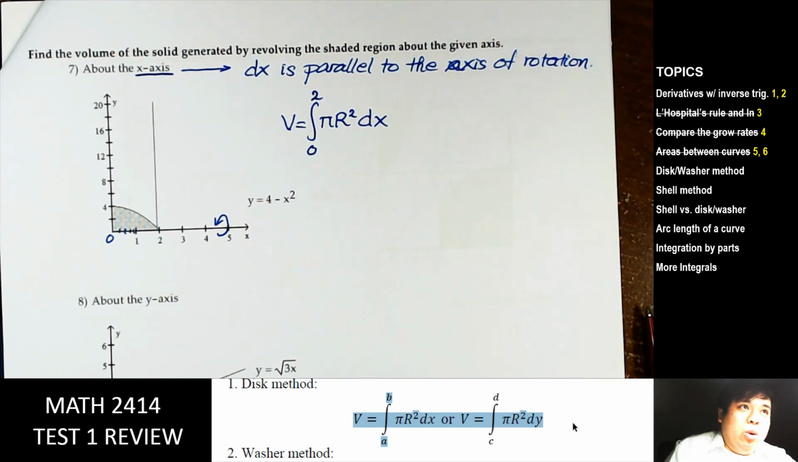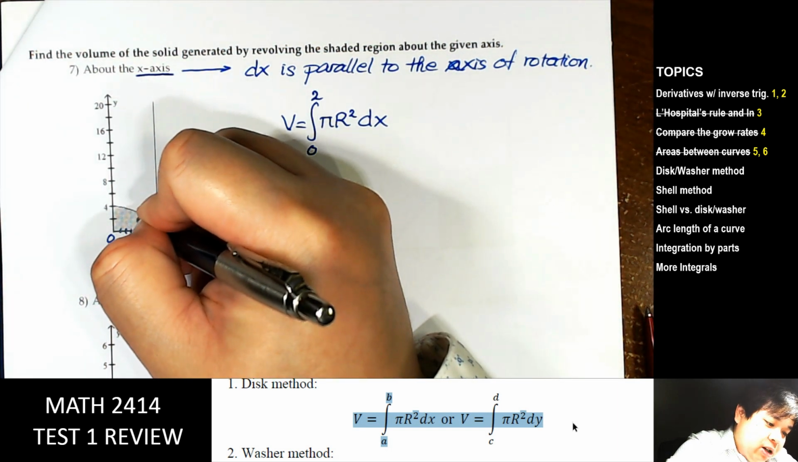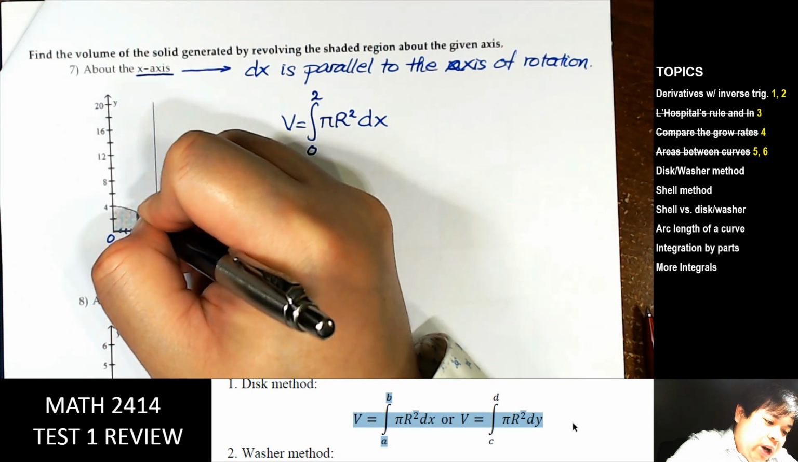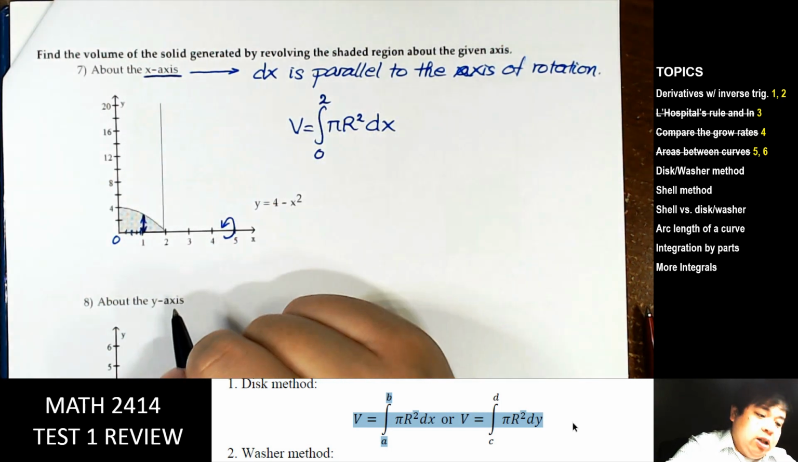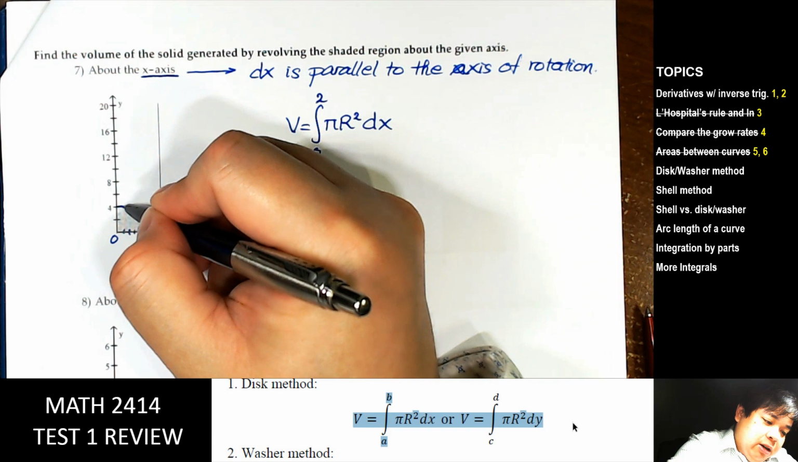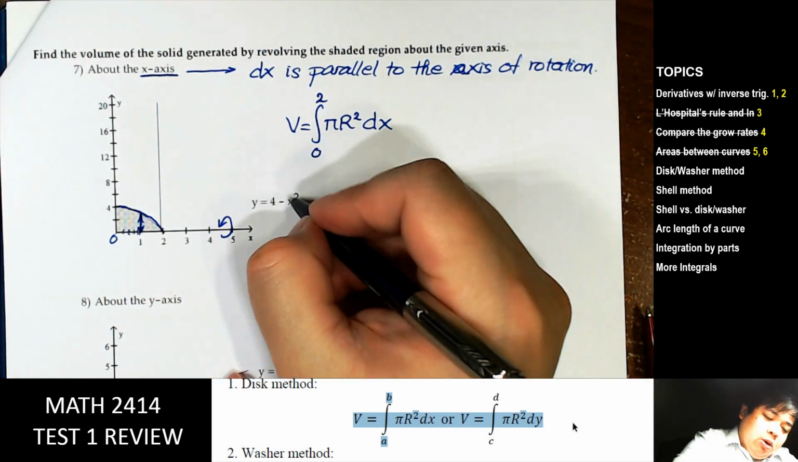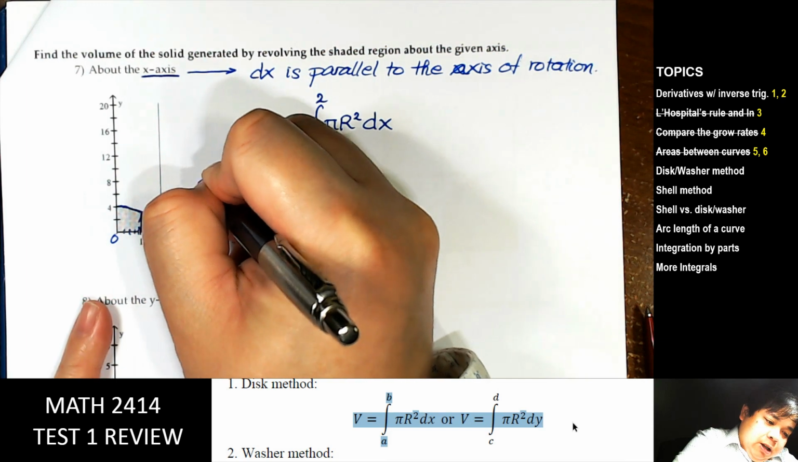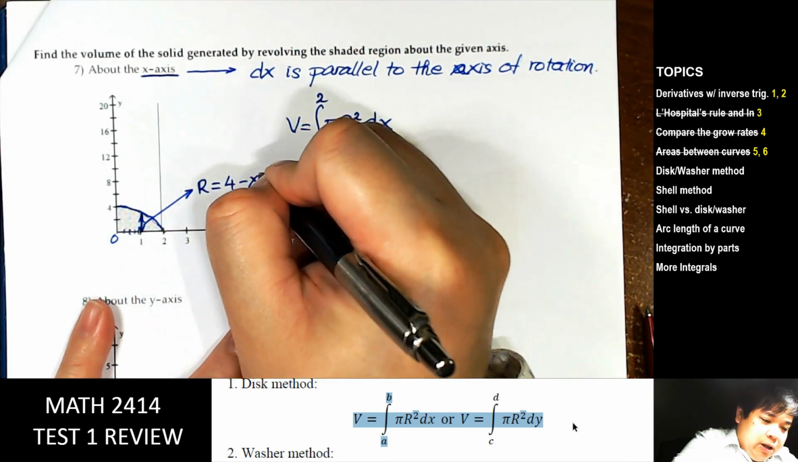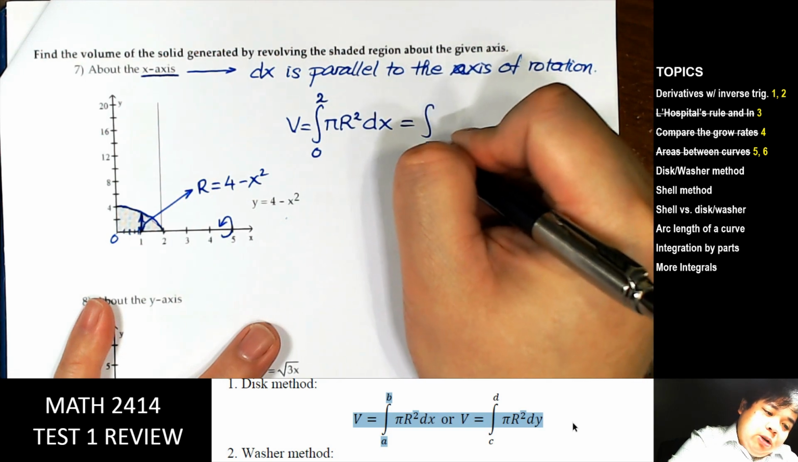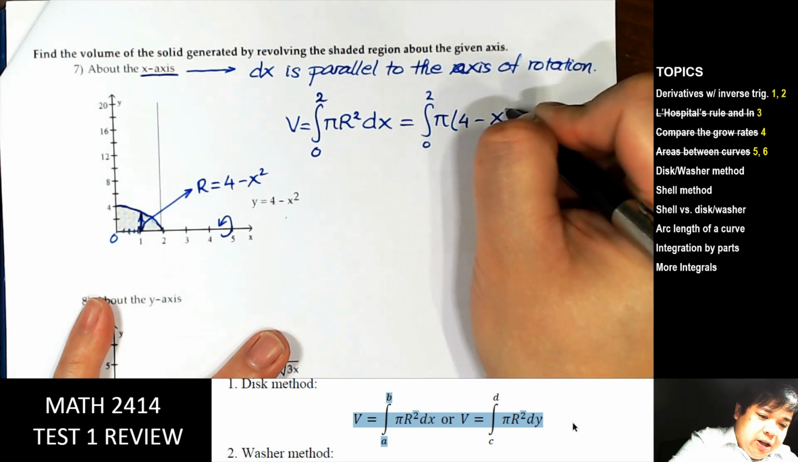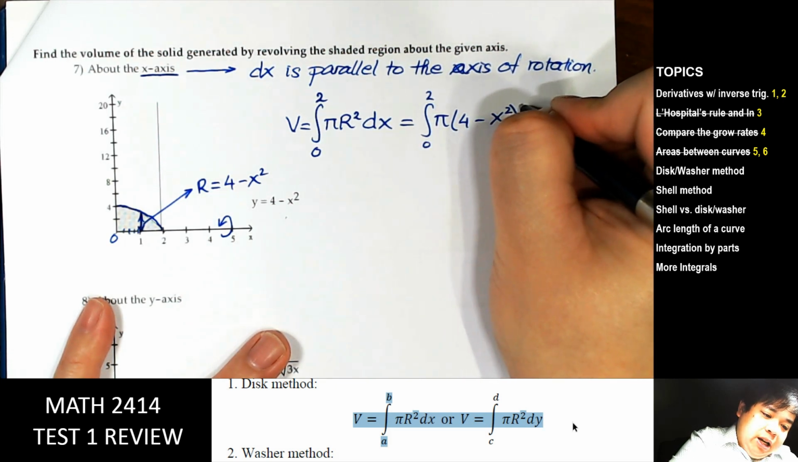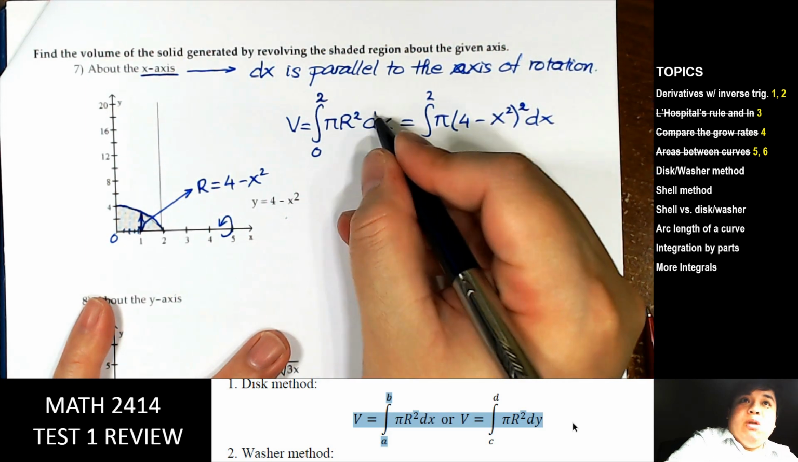Now we just need to know what is the radius of rotation. The radius of rotation is from the axis of rotation to the edge of the region, which will be this function. So it will be the curve minus 0. So r is equal to 4 minus x squared. So that will be 0 to 2 pi, 4 minus x squared is the radius, and then we square it again because the formula is the radius squared.